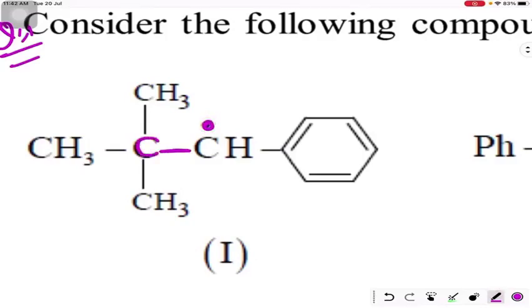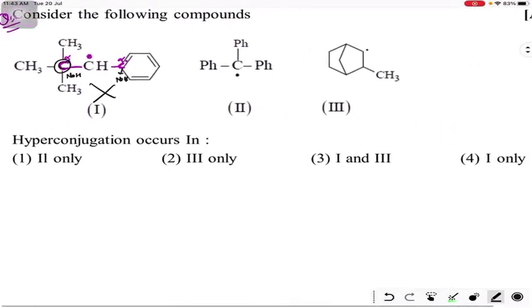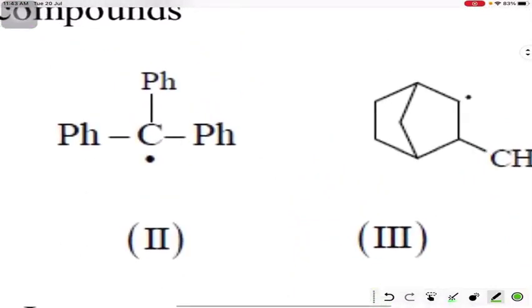this carbon is directly bonded. So these are the carbons to which this carbon is directly bonded. This is your alpha carbon, and hyperconjugation is shown only if this carbon is having hydrogen. Now this is with no hydrogen, this carbon is again with no hydrogen, so this will not show hyperconjugation. So it means option number 1 cannot be the answer, so we can eliminate option number 3 and 4. Remaining option second.